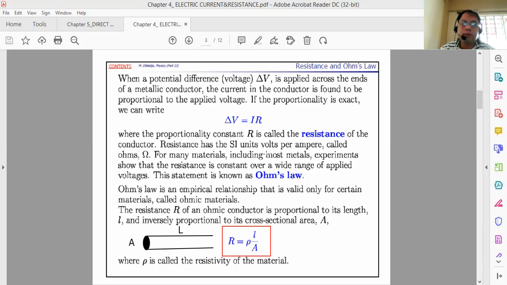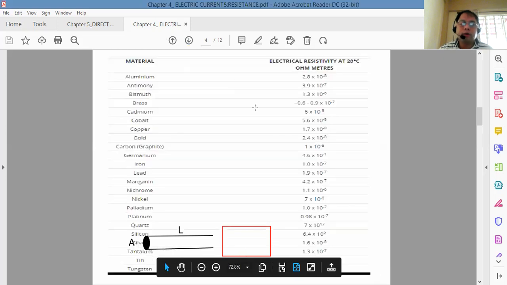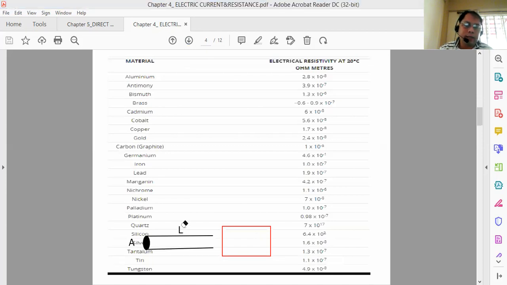And what are these values again? So let's have the next slide. So here is probably a picture of our resistivity values. These resistivity values: there are those that have the lowest resistivity values, and there are those materials that have the greatest or highest value.